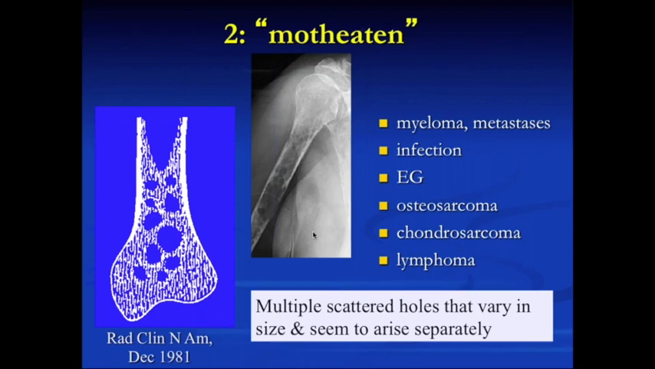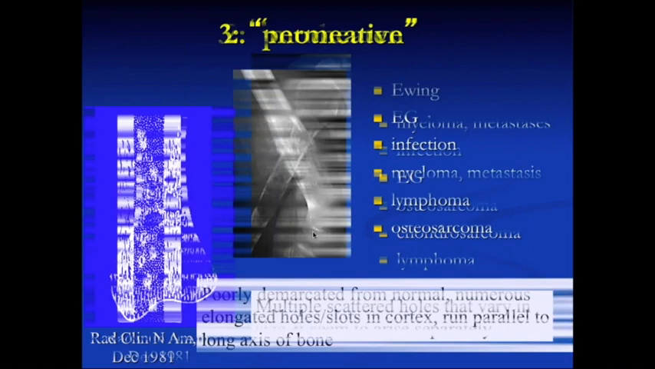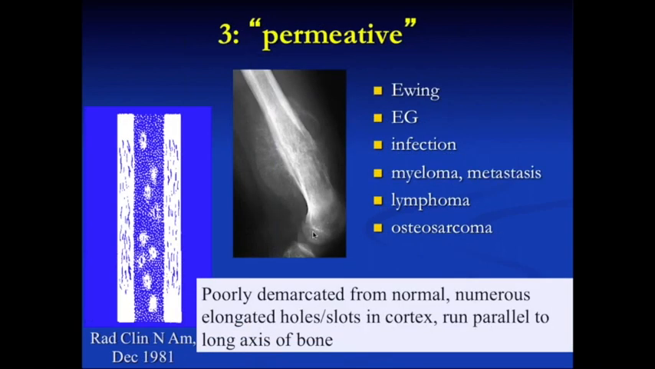Next is the permeative type of lesion. It's poorly demarcated, meaning now the lesion is becoming more and more fuzzy from normal. There are numerous elongated holes, oblique slots in the cortex, which run parallel to the long axis of the bone. You have the schematic as well as the X-ray. This is the distal femur of a probably aggressive tumor, could be an osteosarcoma.